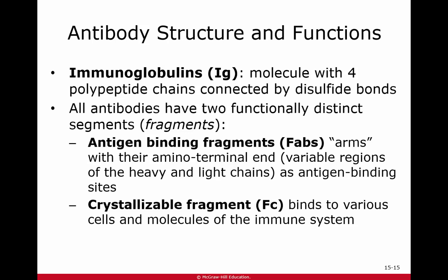So we pick up this second section of Chapter 15 with objective number 4, looking at what we call immunoglobulins, also a lot of times abbreviated capital I lowercase g. These are molecules that have 4 polypeptide chains connected by disulfide bonds, so that's what chemically makes them up. All antibodies have 2 functionally distinct fragments. They have the antigen binding fragment, known as the Fabs. They also have a crystallizable fragment, known as Fc, that actually binds to cells and molecules of our immune system.